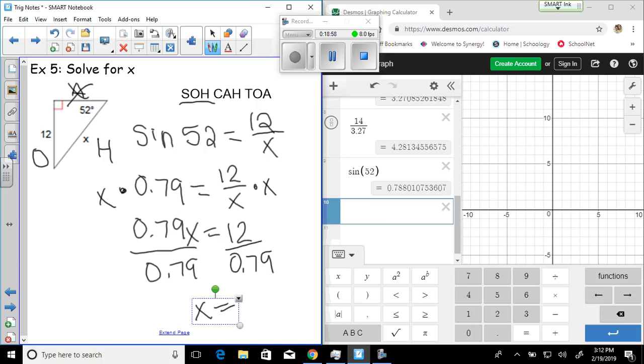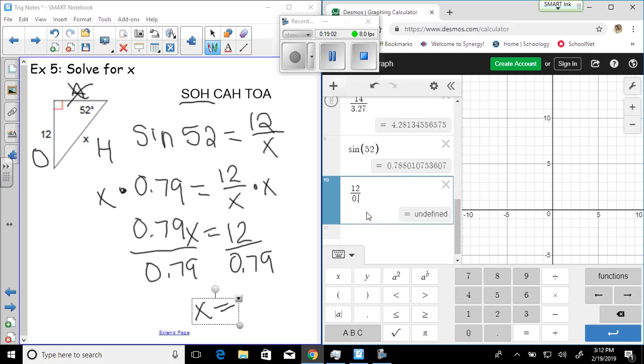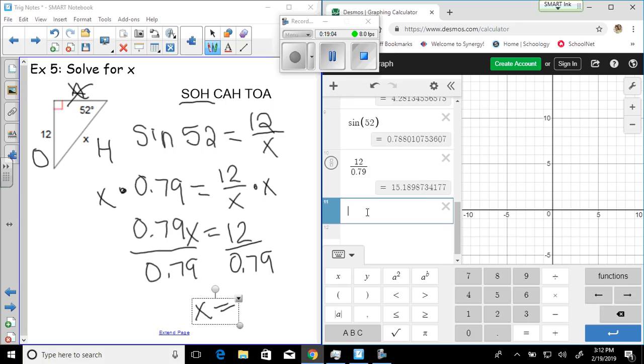And then x is equal to, let's go to Desmos, 12 divided by 0.79. We got 15.2. Okay, so now we found x.